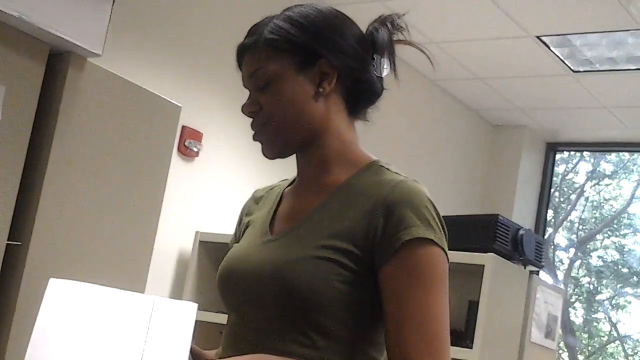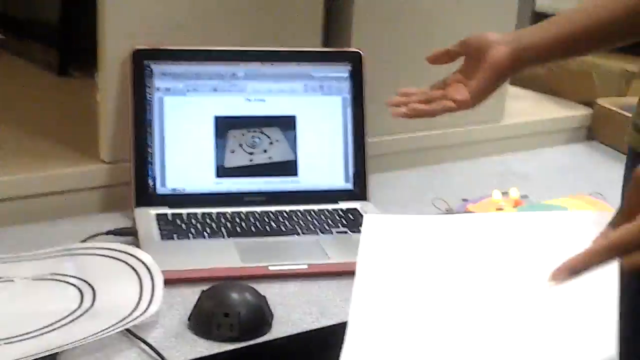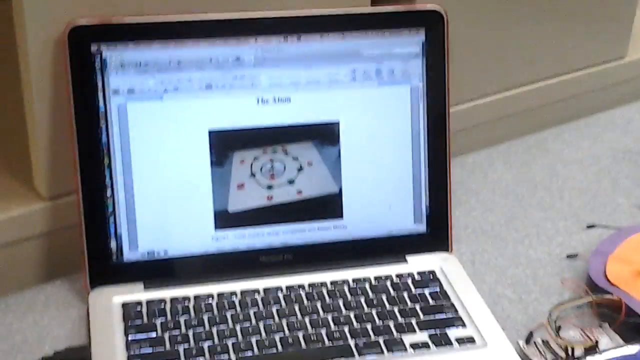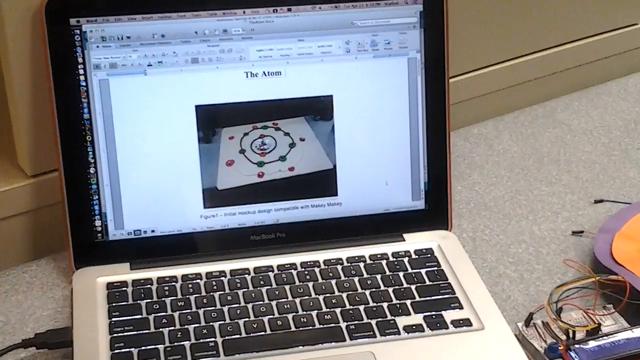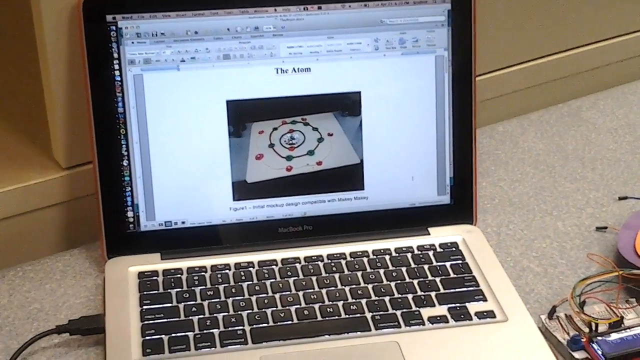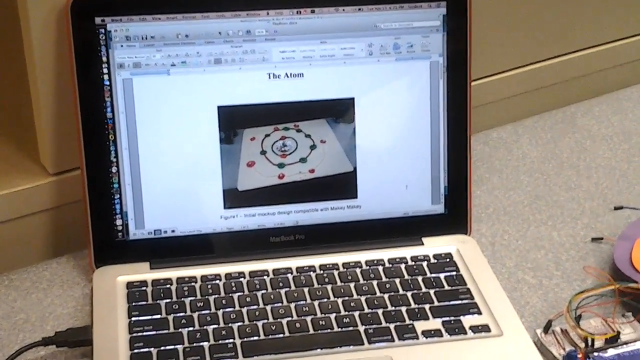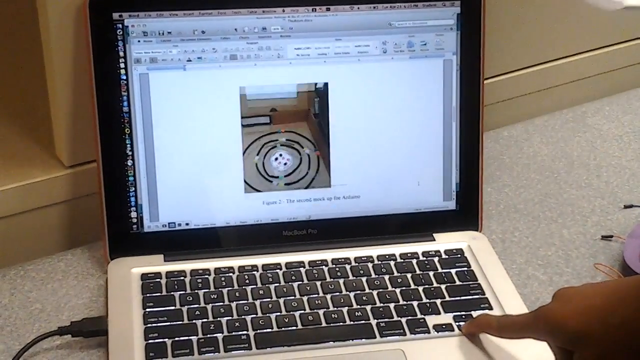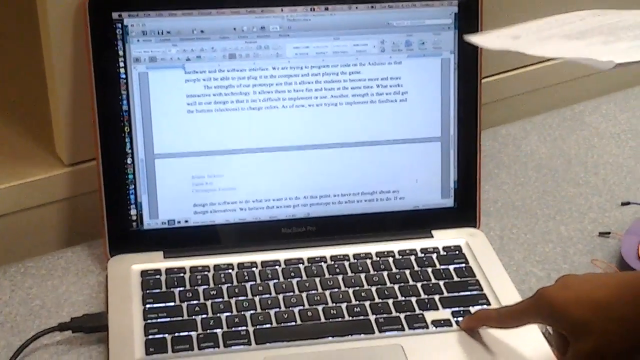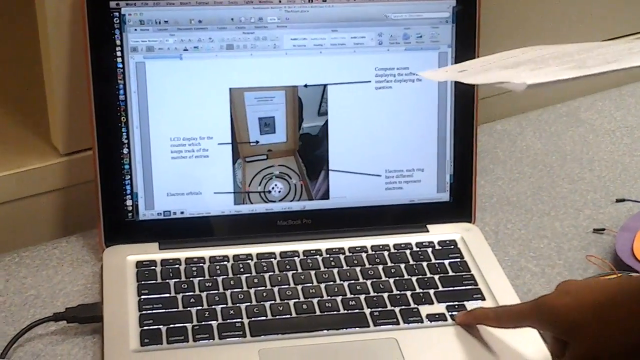When we first thought about this prototype design, and when we were first brainstorming on how we wanted our interface to look, this is what we came up with. We came up with your basic three orbits: your innermost, then your next ring, and then the outermost ring. And we eventually progressed from that to this prototype design.